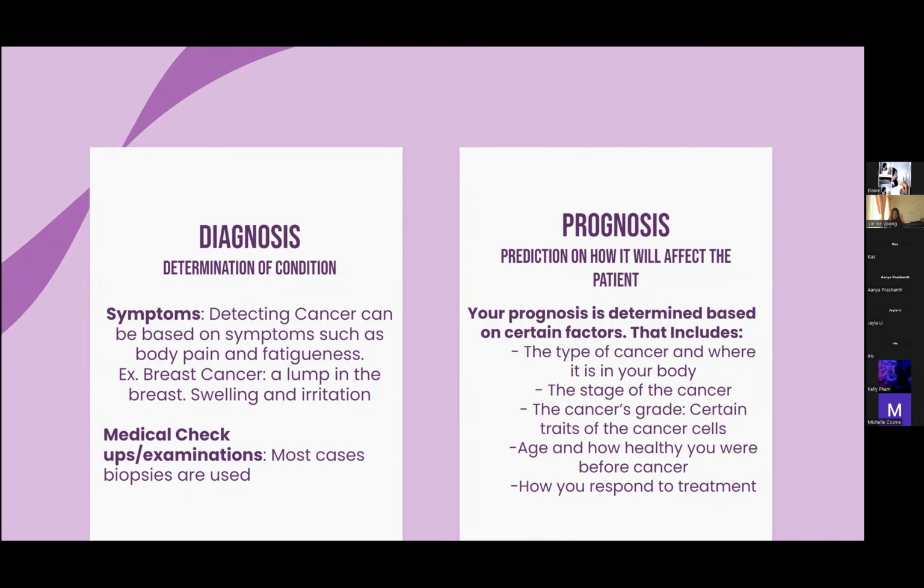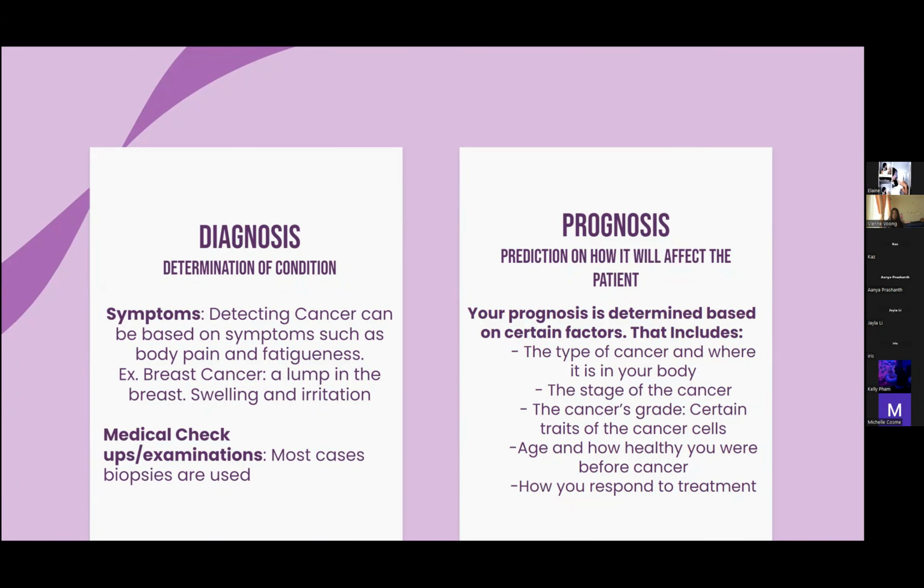As for prognosis, it is a prediction of how the disease will affect the patient. Since each cancer has different effects, there are factors to determine your prognosis. This includes the type of cancer and where it is in your body, and what stage your cancer is. So if you check in with your doctor earlier, it would be an early stage. But if you wait until symptoms are visible and unbearable, those can be late stages.